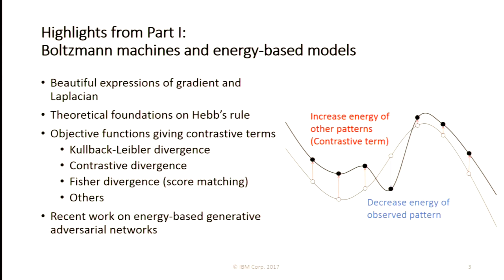We're going to see several objective functions, and in energy-based models, it is important that we have this. We're going to see some contrastive terms, which are important, and we're going to see these contrastive terms are derived from various objective functions, such as the KL divergence, contrastive divergence, and a divergence known as score matching. I'm also going to talk a little bit about recent work on energy-based generative adversarial networks, but otherwise, much of the content in part 1 is sort of classical.